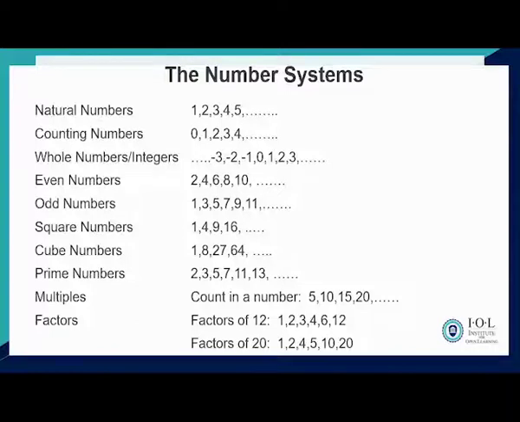0 is neutral. 1, 2, 3, 4, 5, etc. up till infinity is positive integers. -1, -2, -3, -4, up to negative infinity are your negative integers. Altogether, they are integers. Even numbers, odd numbers, square numbers is exactly what it says.